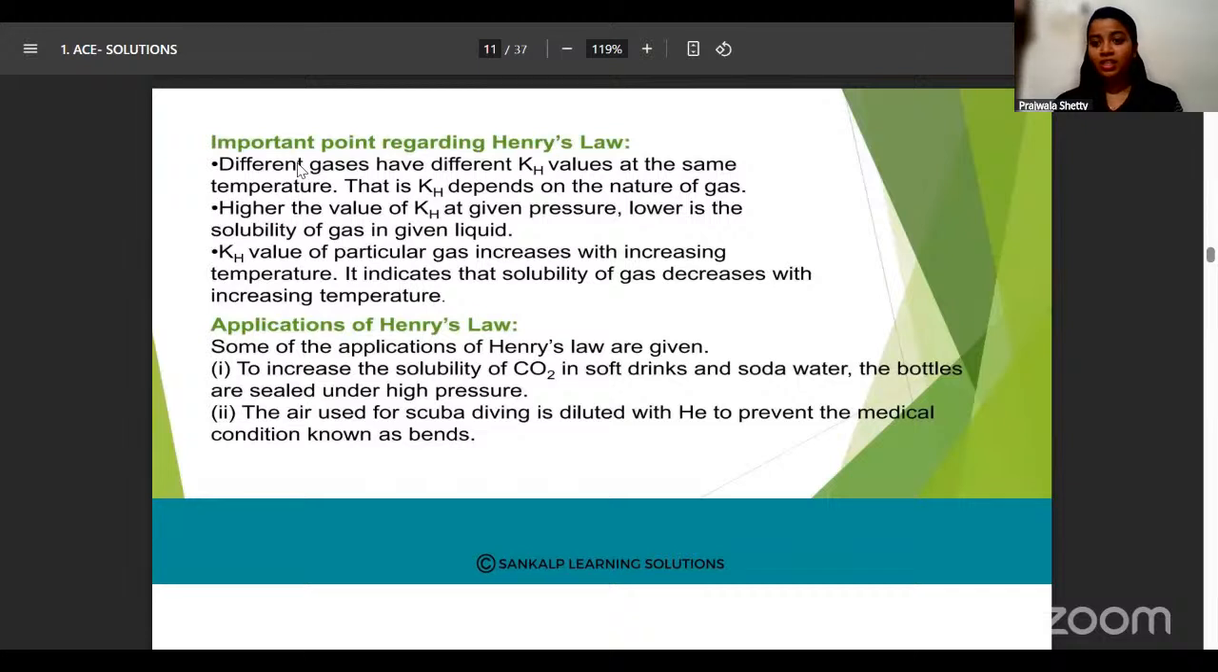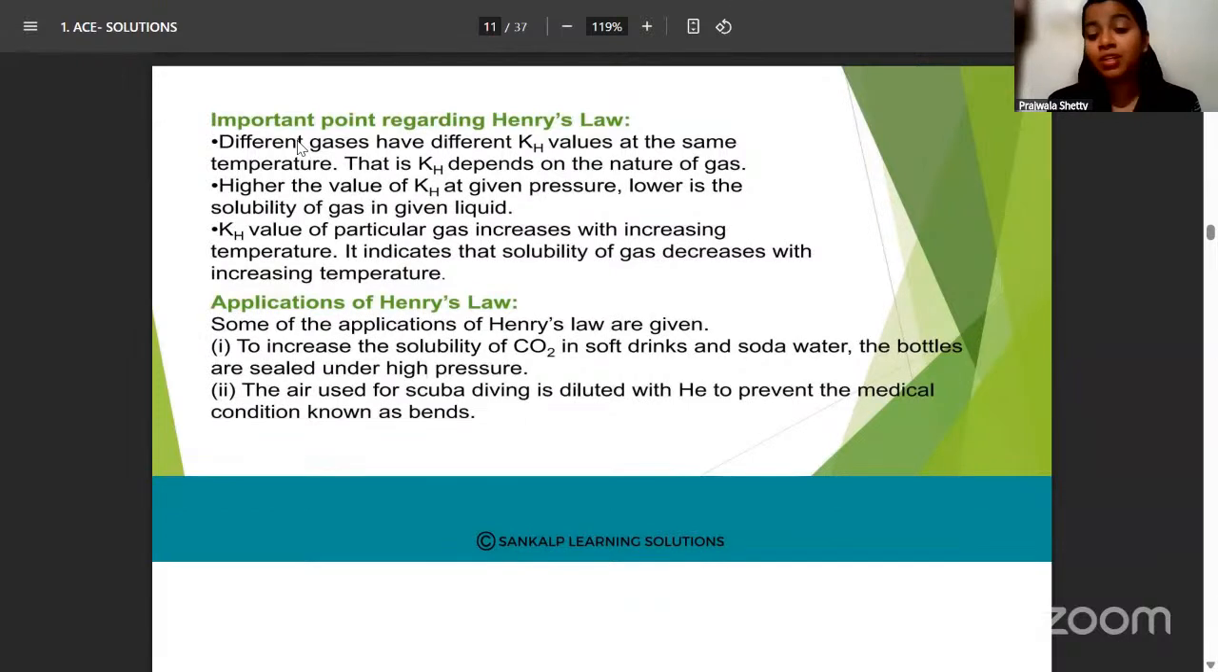And let's go through the important points of Henry's law. Different gases have different KH values at the same temperature. That is, KH depends on the nature of the gas. Based on the nature of the gas, the KH value varies. So remember this point: different gases have different values.